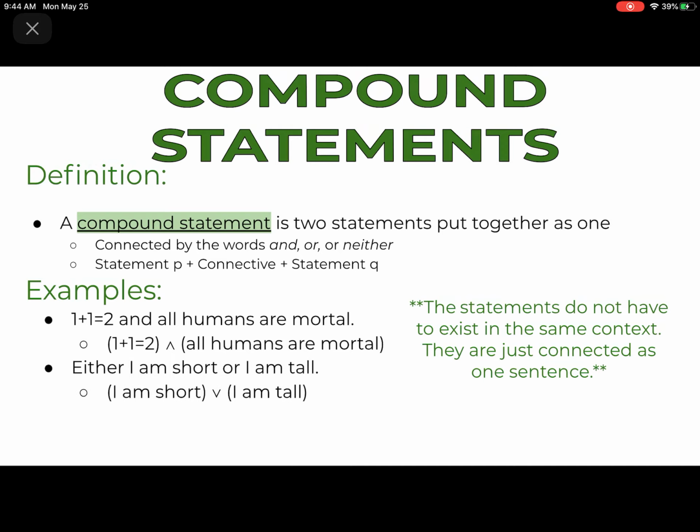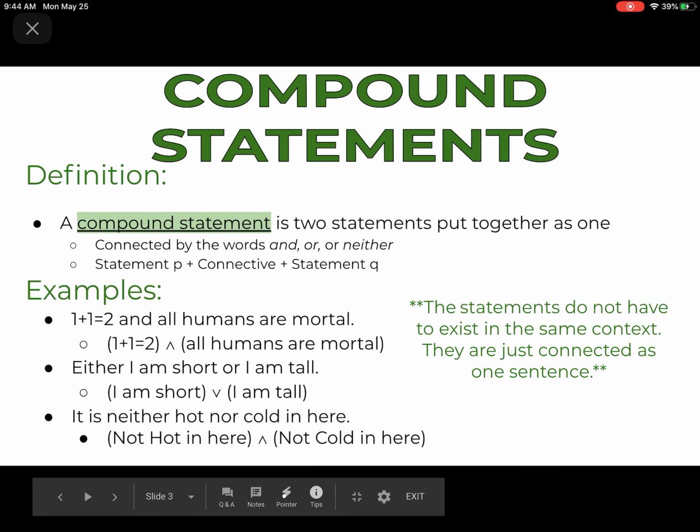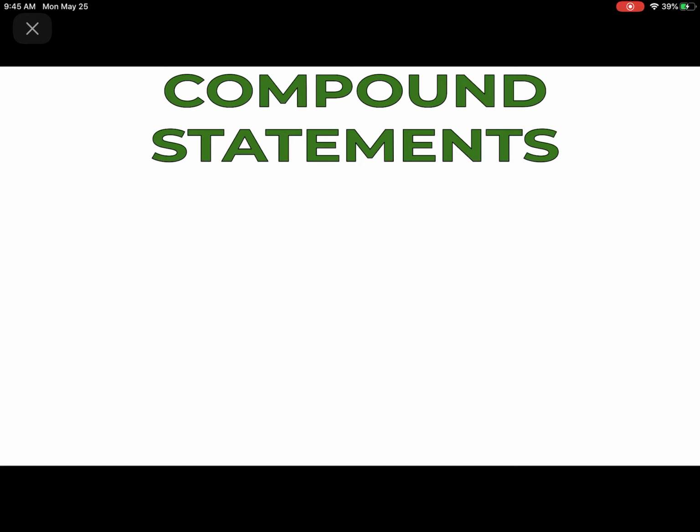Okay? Another example, either I am short or I am tall. I can't exist being both short and tall. And this is in mathematical terms. And a last example, it is neither hot nor cold in here. It is not hot in here, and it is not cold in here. Okay? So now we'll get into a couple more examples.